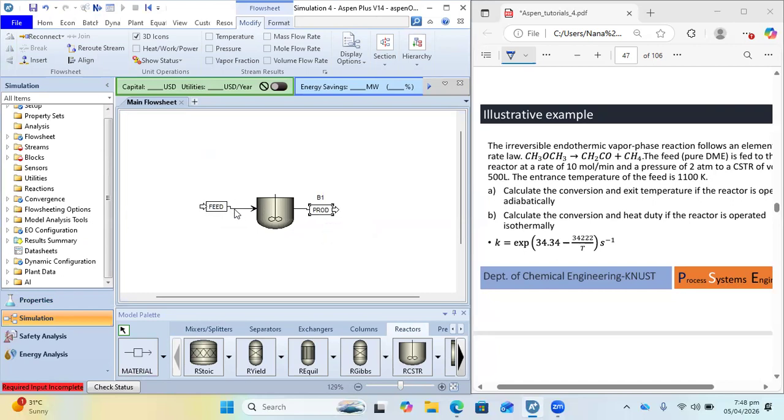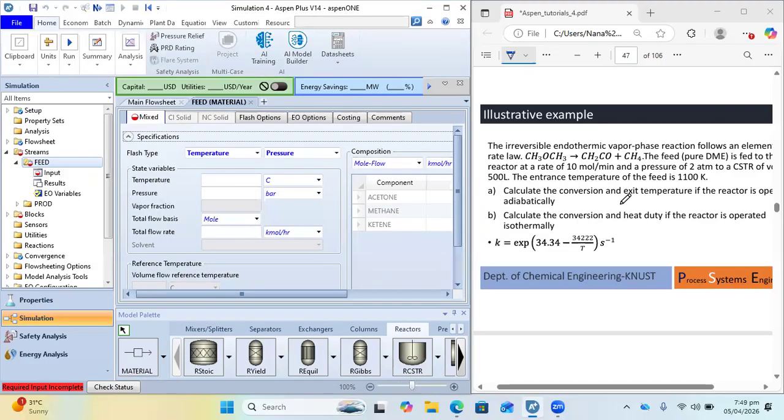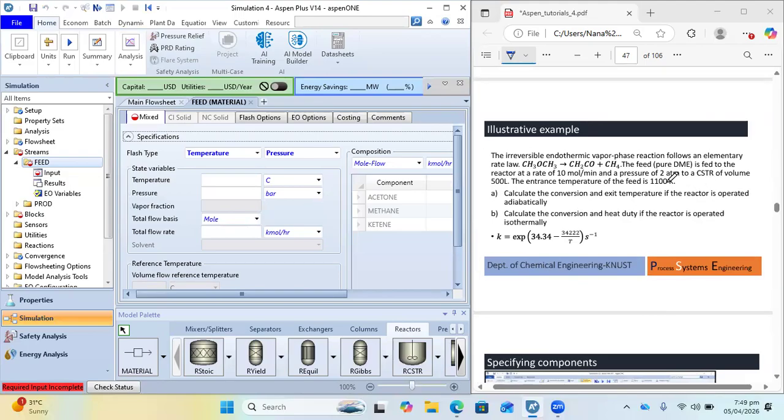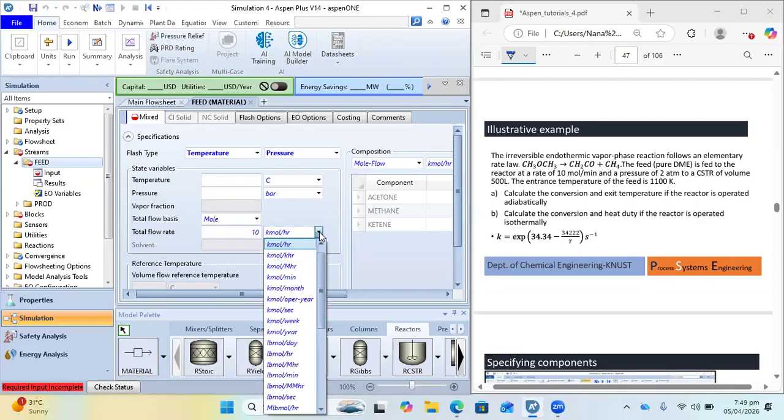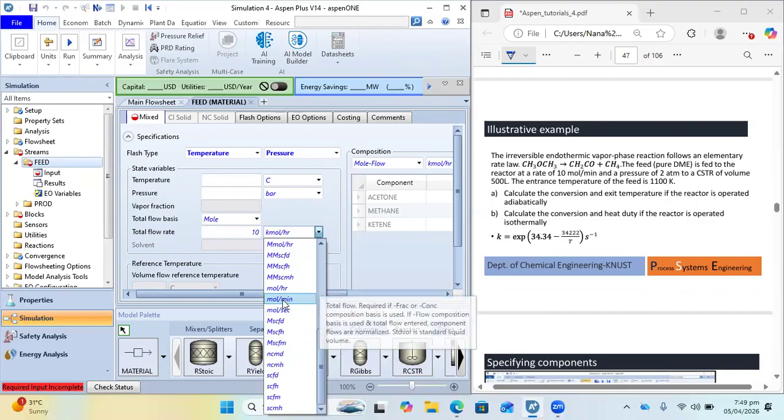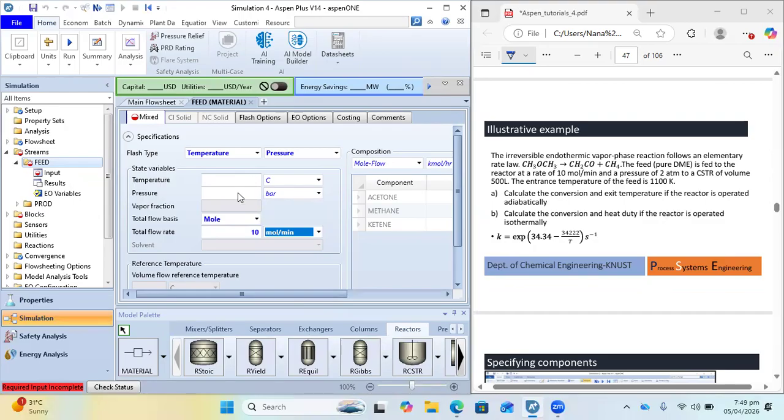Okay. So the first thing we'll do, as we always do, is to specify our feed stream, right? And for the feed stream, we are told that our feed is fed in at 10 mole per minute. So we can place that here, 10 mole per minute. We have the pressure to be 2 atm. And then we have the temperature to be 1100 Kelvin.